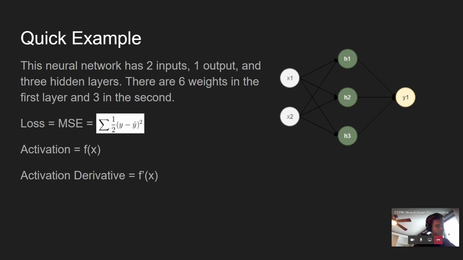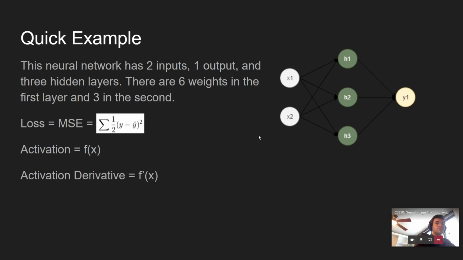So, quick little example here. We have this neural network. It has two inputs, x1 and x2. It has an output y1 and 3 hidden neurons. It doesn't actually have 3 hidden layers, it just has one. I miswrote that. 1 hidden layer, but 3 neurons in that hidden layer. And there are 6 weights here between our inputs and our hidden layer, and another 3 weights going from our hidden layer to our output.